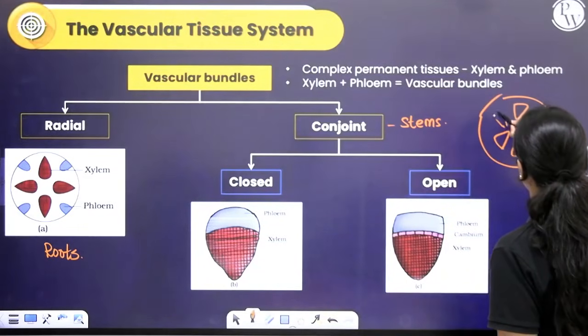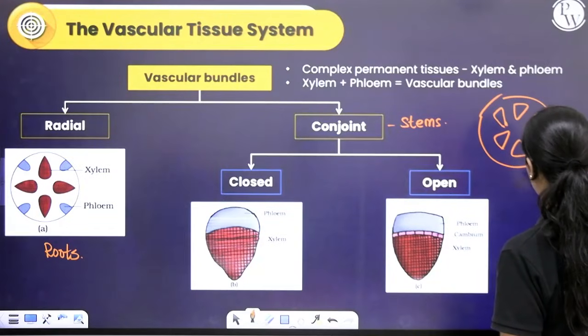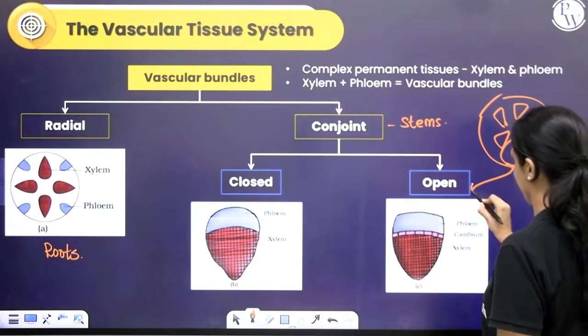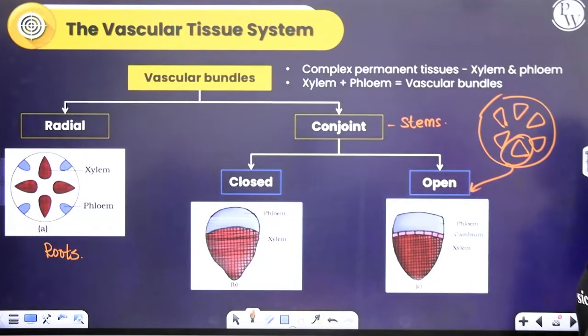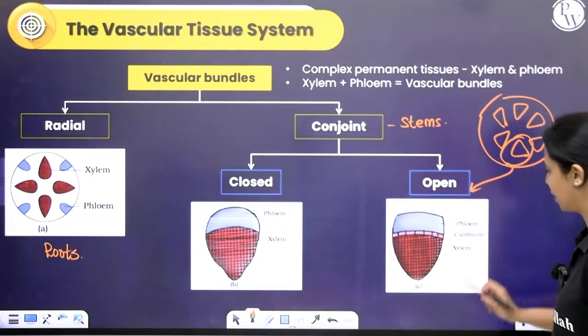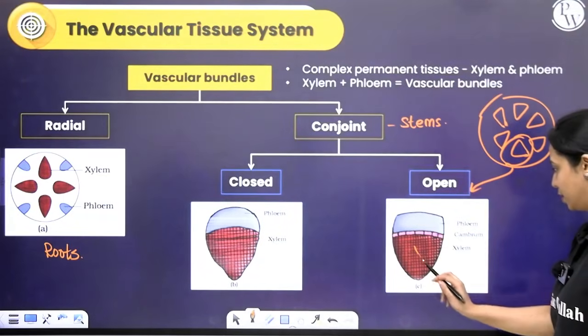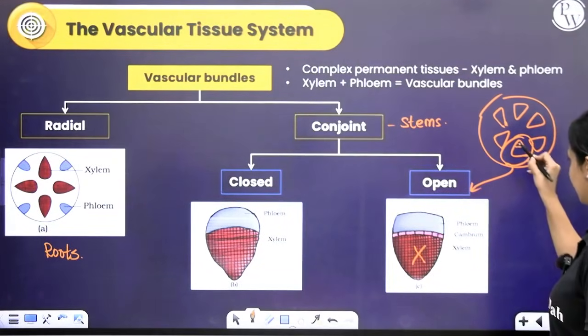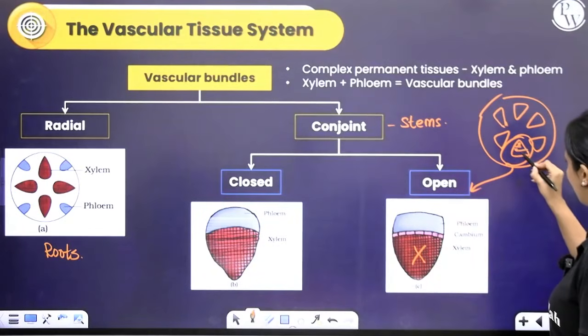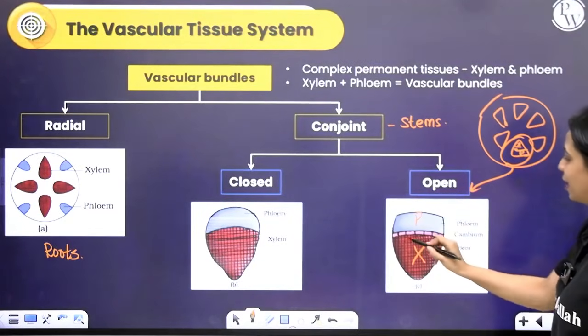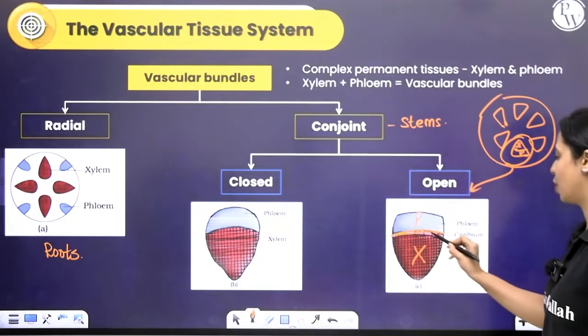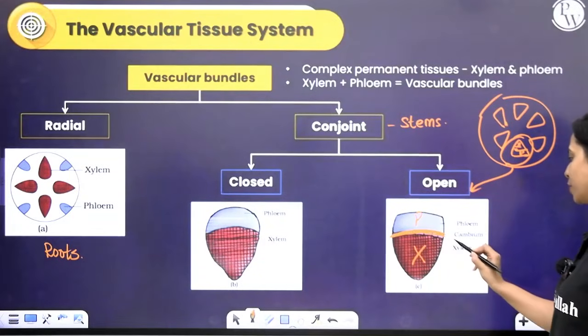Okay. So, what you're looking at here is one such vascular bundle. You can see how within the same bundle you have both xylem and phloem. Towards the inside, xylem will be present. Towards the outside, phloem will be present. And in between the xylem and phloem, you have a strip of meristematic tissue which we call the cambium.